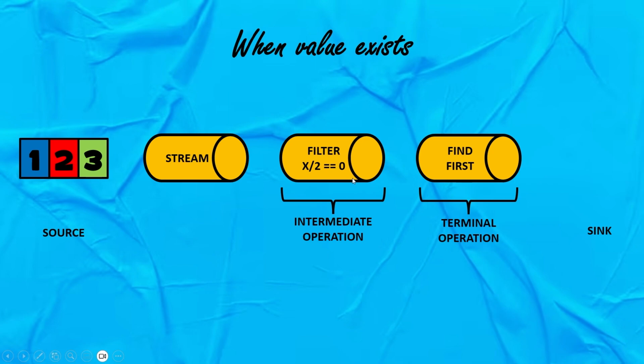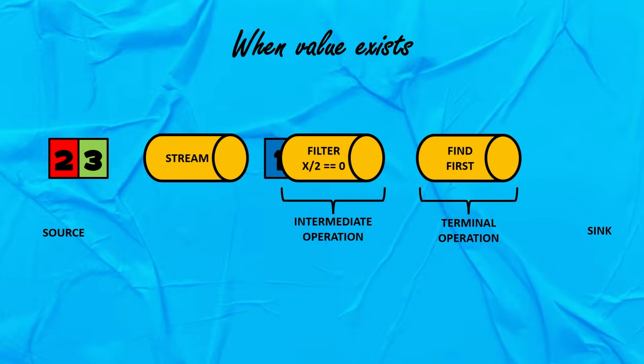As you know, filter is an intermediate operation, so if I only put filter, it is not going to work. Hence at the end I say I will get only the first even number, and findFirst is a terminal operation. Like you just saw, it is going to return an Optional output. So in the sink, we will get some Optional. Now let's run this.